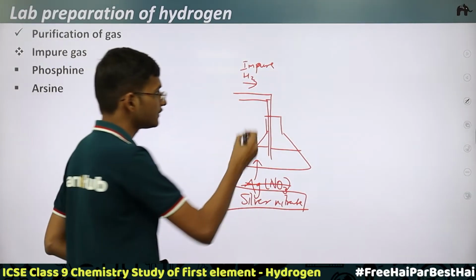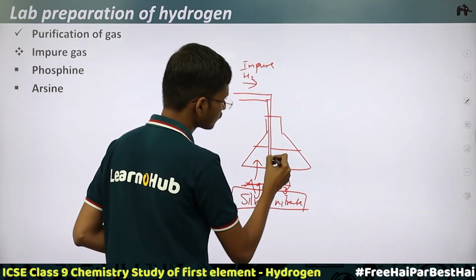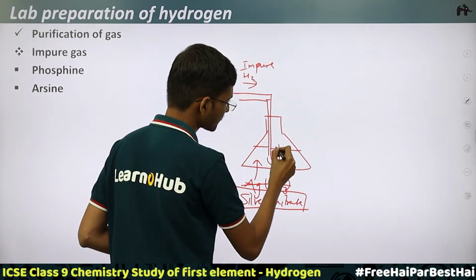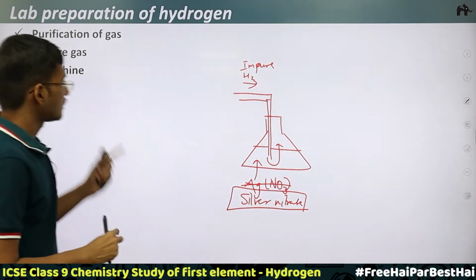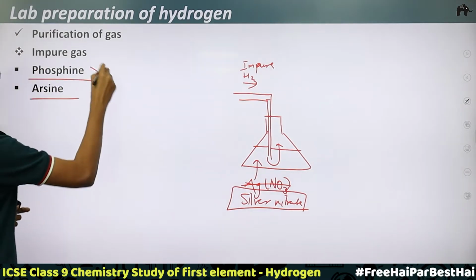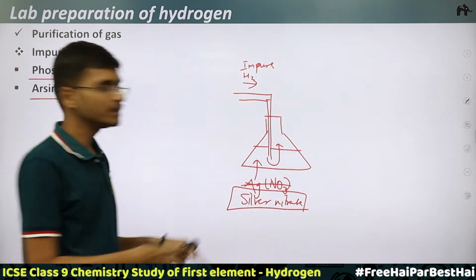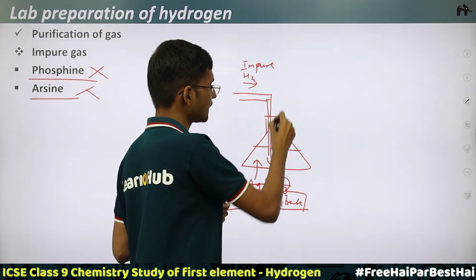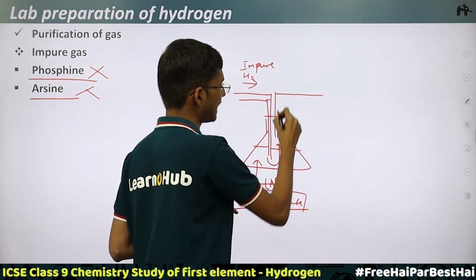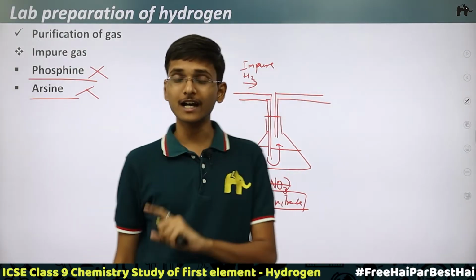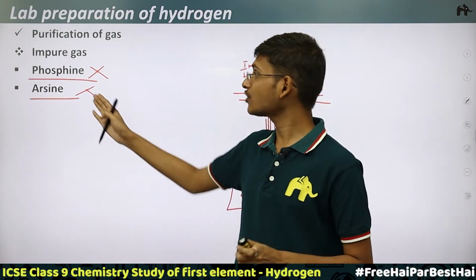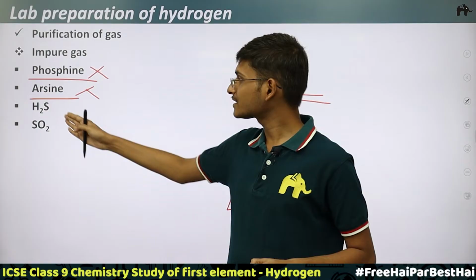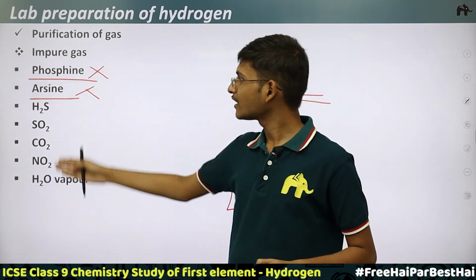And when I pass this impure hydrogen through the silver nitrate, the phosphine and arsine get removed from our impure hydrogen gas, and now our hydrogen gas is free from phosphine and arsine gases. But it is only free from phosphine and arsine. Still it has this much gases.